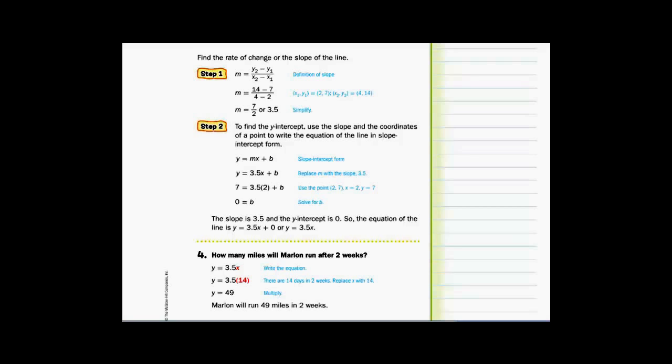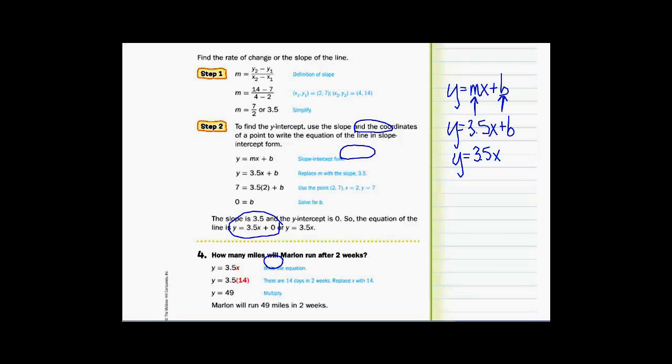Well, if they run this many per day, you would have to convert 2 weeks into days. That's the reason why there's a 14 right there. So do not just put a 2. They're not going to run 7 miles in 2 weeks. They'd run 7 miles in 2 days. So 3.5 times 49, that's what you got. Now, again, that's the book way of doing it.